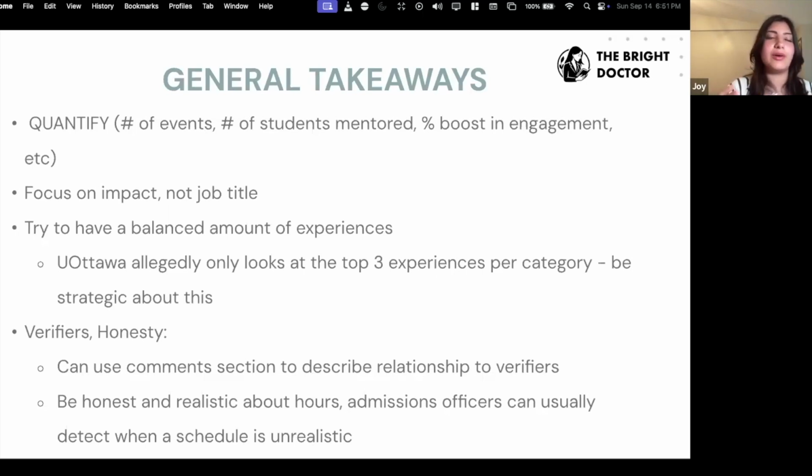So be very clear about what the word is to make the impact more clear as well.